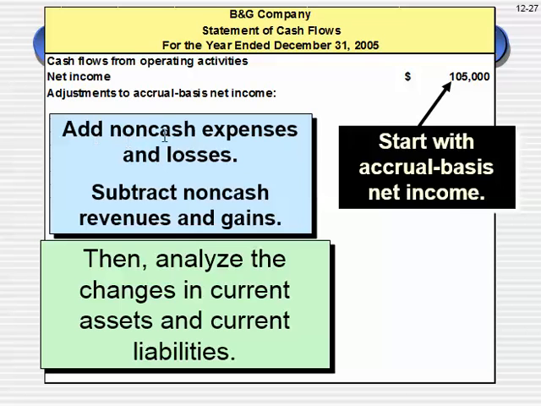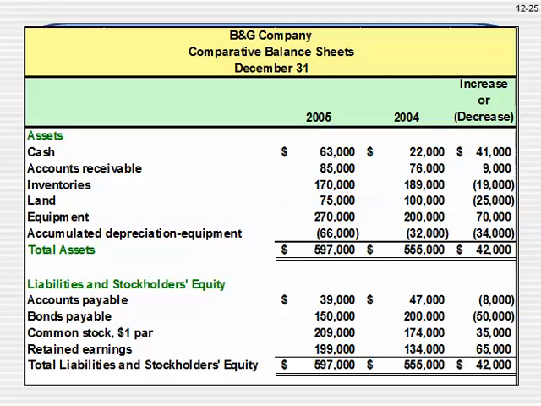Then it tells us here we need to add back any non-cash expenses, which would be depreciation and losses, or subtract any non-cash revenues and gains. Well, the only thing we have to worry about here is depreciation expense. Let's see if I can flip back really quickly. So depreciation, we see accumulated depreciation went from $32,000 to $66,000. And the entry, when we make that journal entry, is debit depreciation expense, credit accumulated depreciation. So that's $34,000 in depreciation expense that we need to add back.